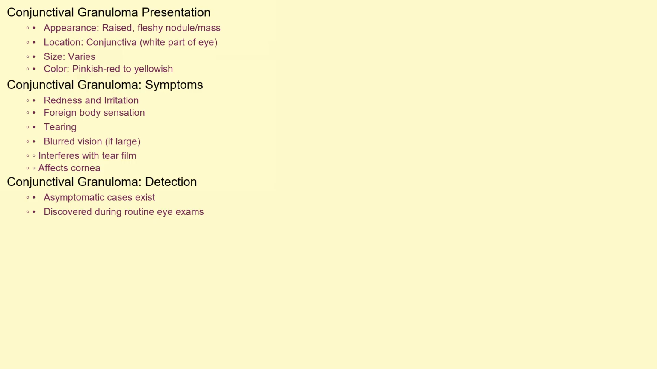Patients may experience symptoms such as redness, irritation, a foreign body sensation, tearing, and sometimes even blurred vision if the granuloma is large enough to interfere with tear film distribution or affect the cornea. In some cases, the granuloma may be asymptomatic and only discovered during a routine eye exam.